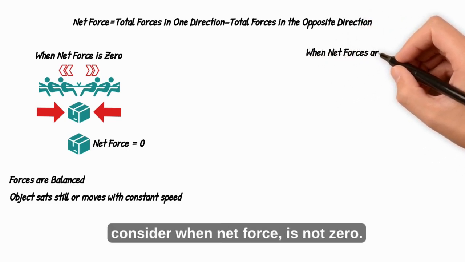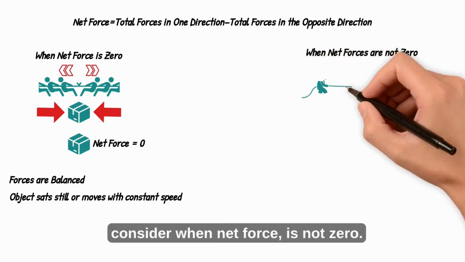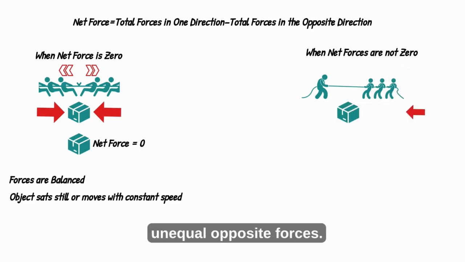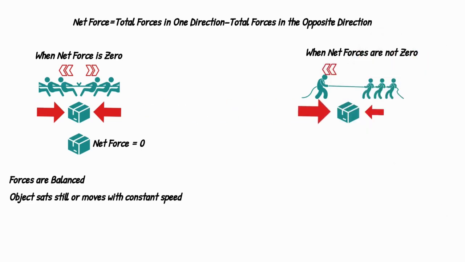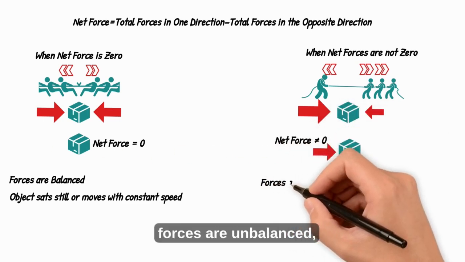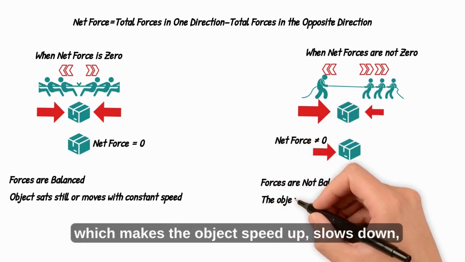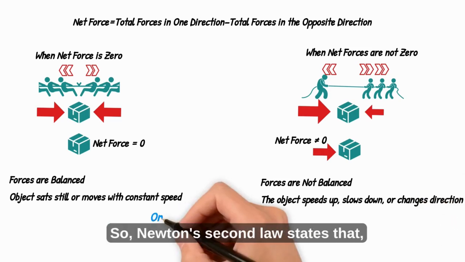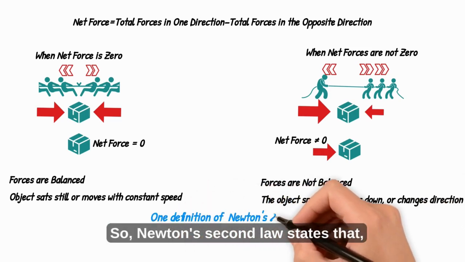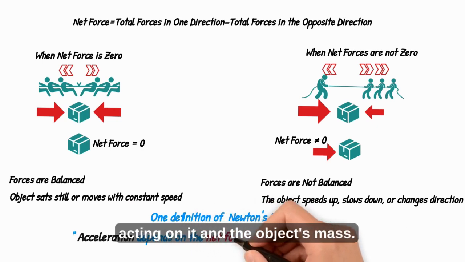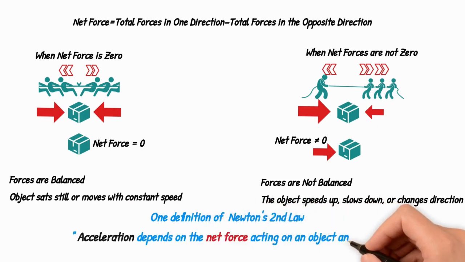Now, consider when net force is not zero. In a tug of war or when a box is pushed with unequal opposite forces, in both the cases, forces are unbalanced, which makes the object speed up, slow down, or change its direction. So, Newton's second law states that the acceleration of an object depends on the net force acting on it and the object's mass.